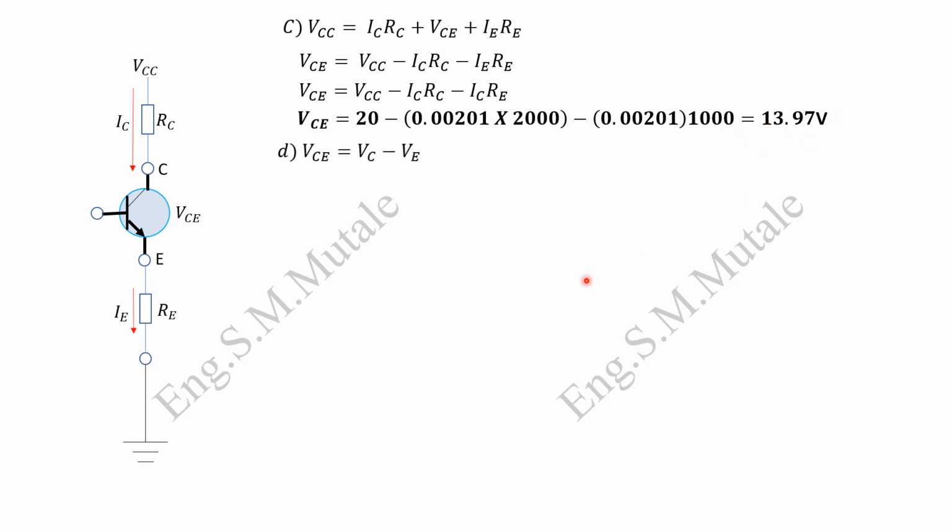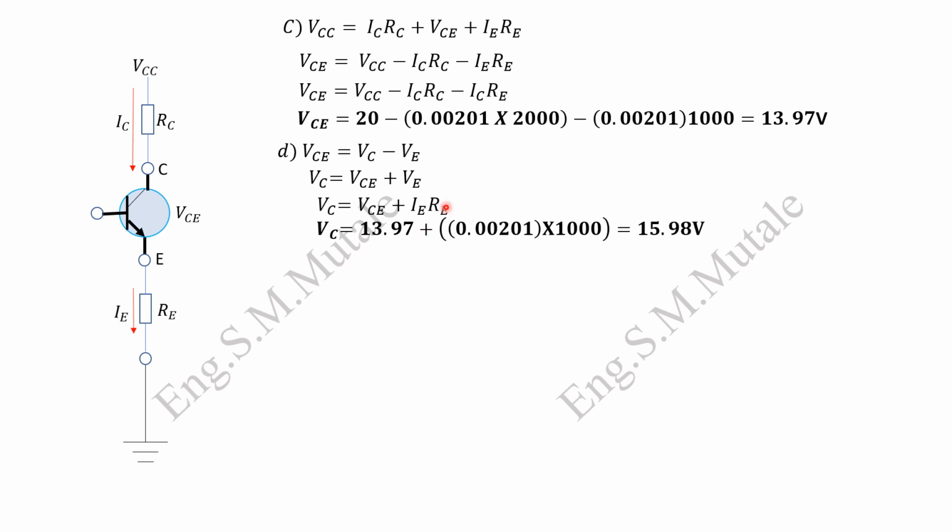Then the D part of the question was saying we calculate VC. So VC can come from this one. VCE is equal to VC minus VE. If you make VC the subject, taking this one going the other side, you have VCE plus VE. VCE, we know the value is this one. VE, it is the voltage on the emitter. The voltage on the emitter there is just basically the product of the current on the emitter and the resistor on the emitter. So you're going to have that. When you substitute those values, well, we know that emitter current and collector current are the same here. It's the same current flowing there. So when you do your substitutions, you're going to have that. You have 15.98 as the value for your VC.